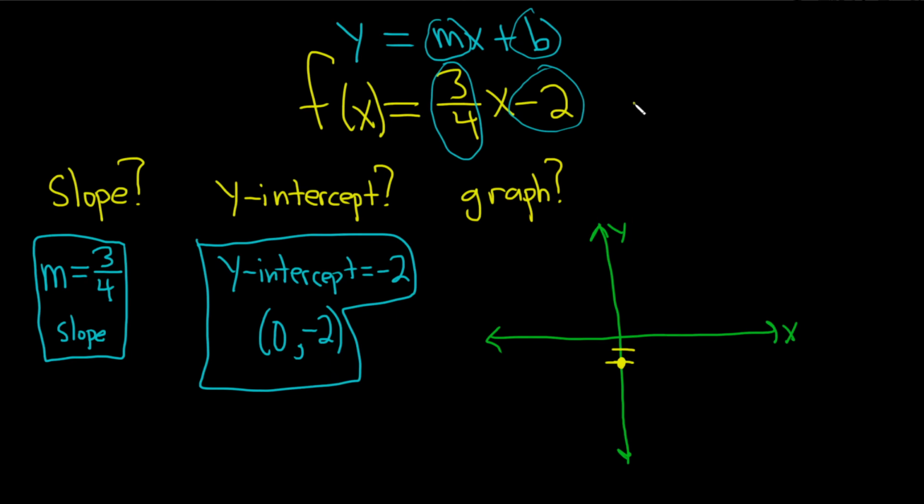Now we're going to use the slope. So m is equal to 3 over 4. And this is the same thing as rise over run. So we're going to use this to graph. So from the y-intercept, we're going to rise 3. So 1, 2, 3. And then we're going to run 4. 1, 2, 3, 4. Boom, put a dot. And then just connect the dots, and we should be good to go.